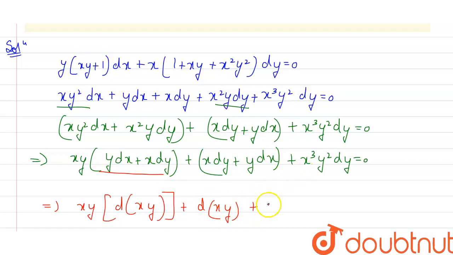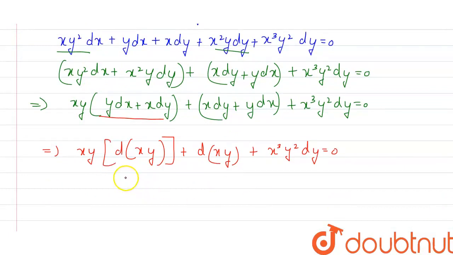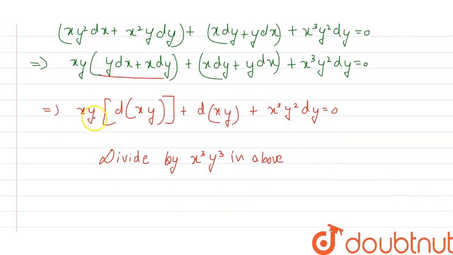Plus x³y² dy equals 0. If I divide all the elements on the LHS by x³y³ in the above expression, this part will become xy, the product, so xy d(xy) divided by x³y³.